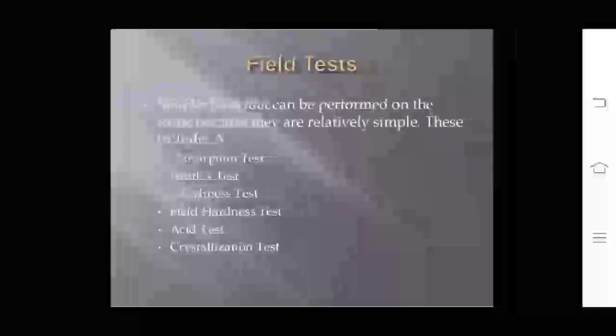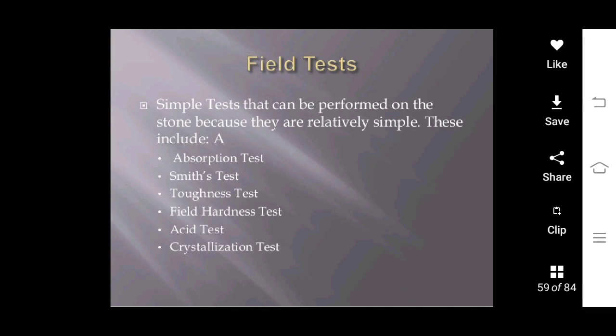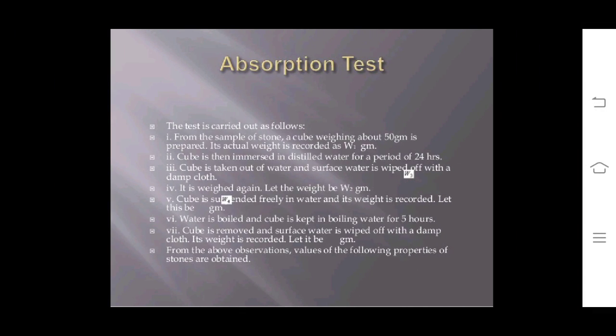Field tests. The following field tests are carried out for building stones. These are simple tests that can be performed on the stone because they are relatively simple. These include the absorption test, Smith's test, toughness test, field hardness test, acid test, and crystallization test. The first is the absorption test. The test is carried out as follows.